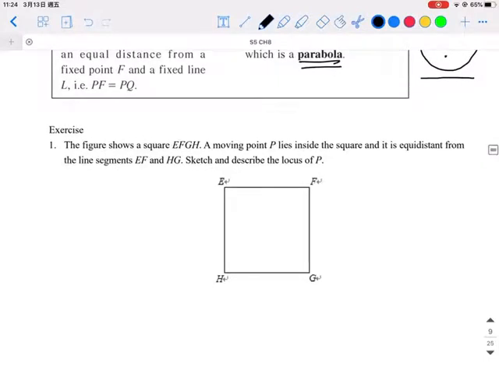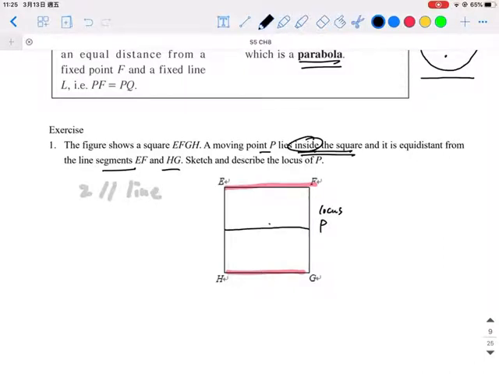So moving point P lies inside the square. Okay, pay attention, it's inside the square, so we don't have any locus outside EFGH, and it is at equal distance from line segments EF and HG. So EF is here and HG is here. That means it's a two parallel lines case. Therefore, just write down that it should be the middle one. This is the locus of P.